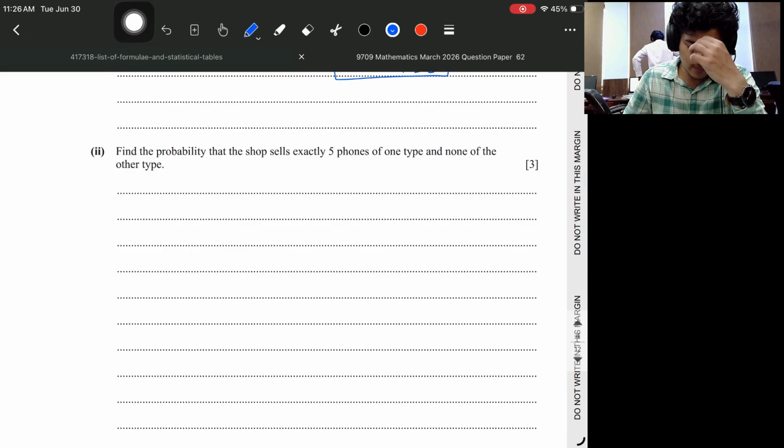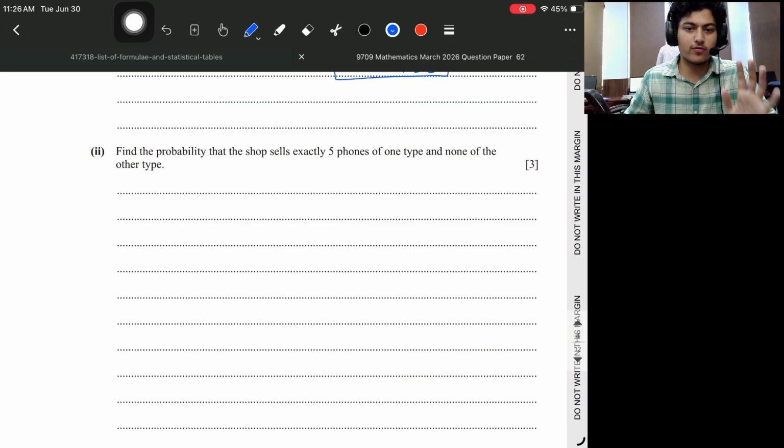Moving on to the second part. Find the probability that the shop sells exactly 5 phones of one type and none of the other type.